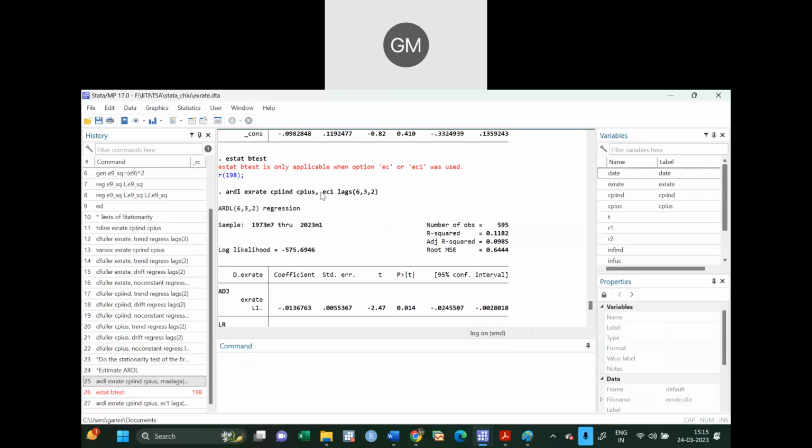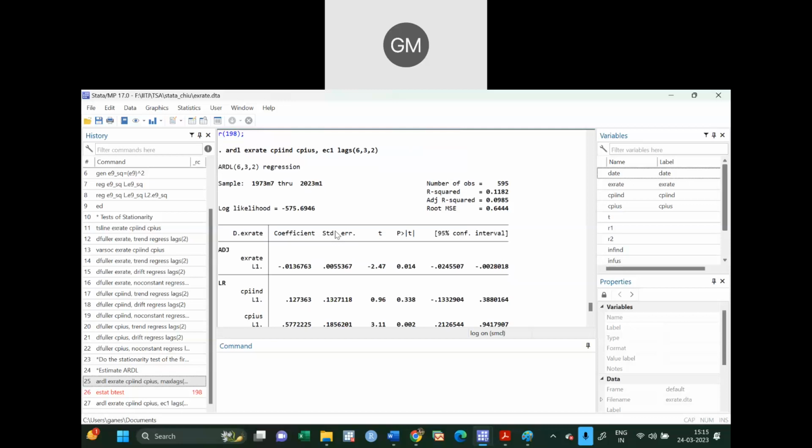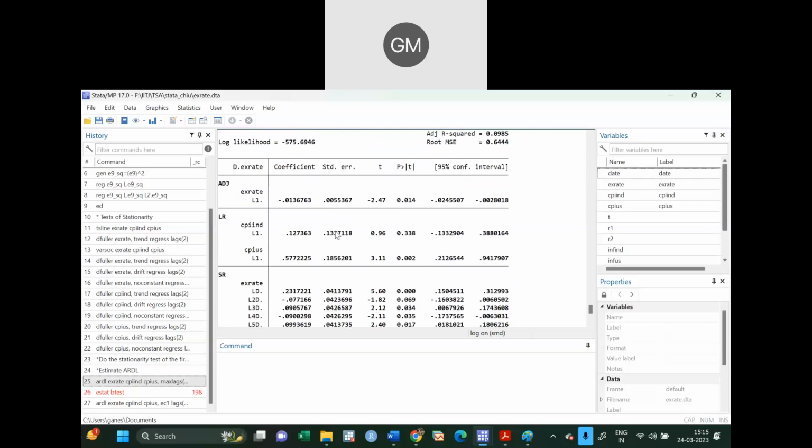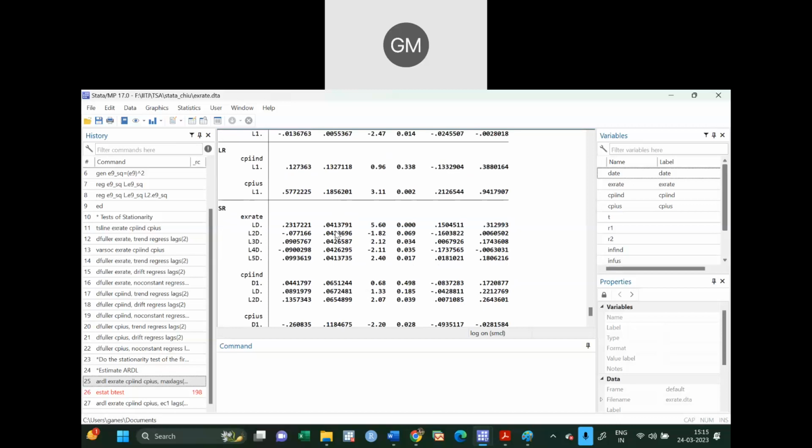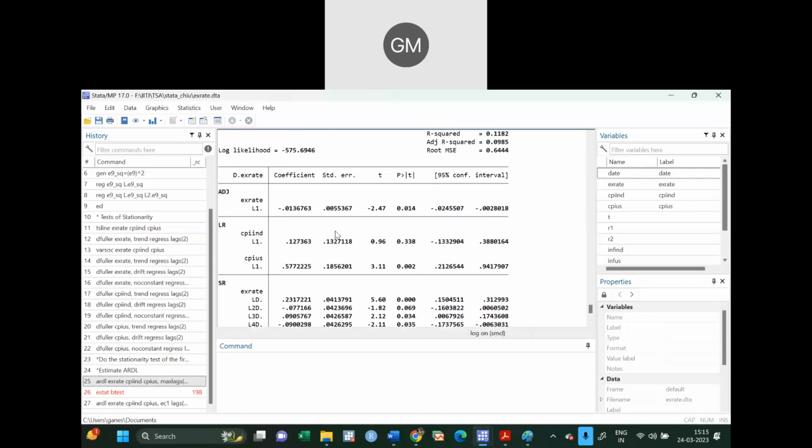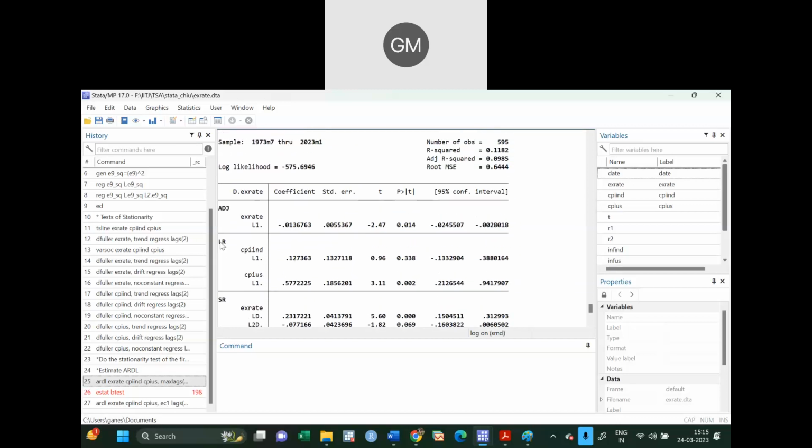So this EC1 is the error correction term that we are capturing here. The result is precisely the same as the earlier. What you get here is the long run relationship. And this is one of the differences with co-integration: in the case of ARDL, you get both kinds of results, long run and short run. However, in co-integration, you get the long run relationship only.